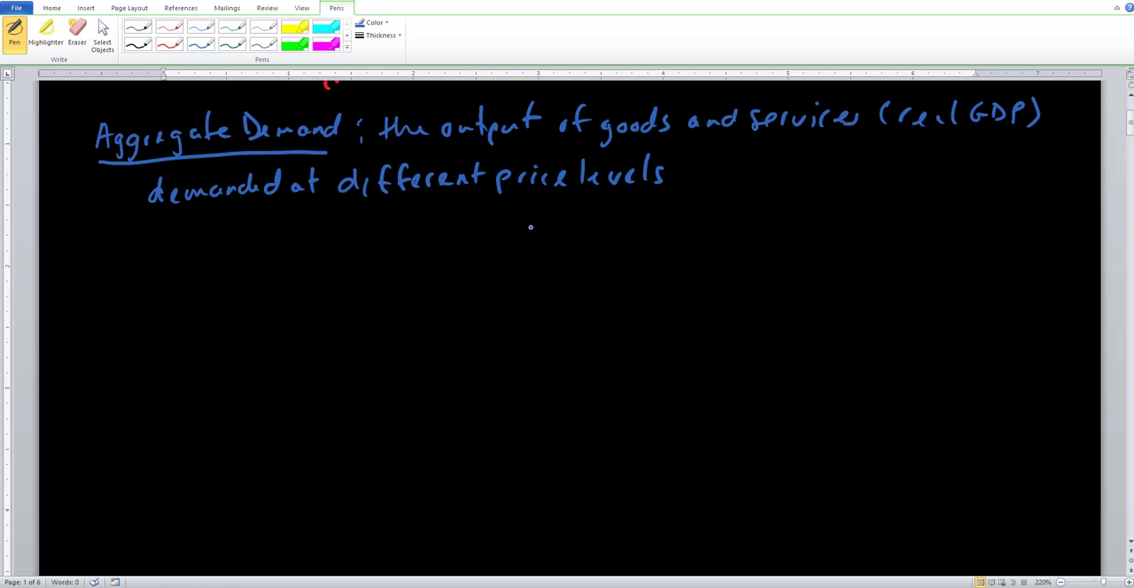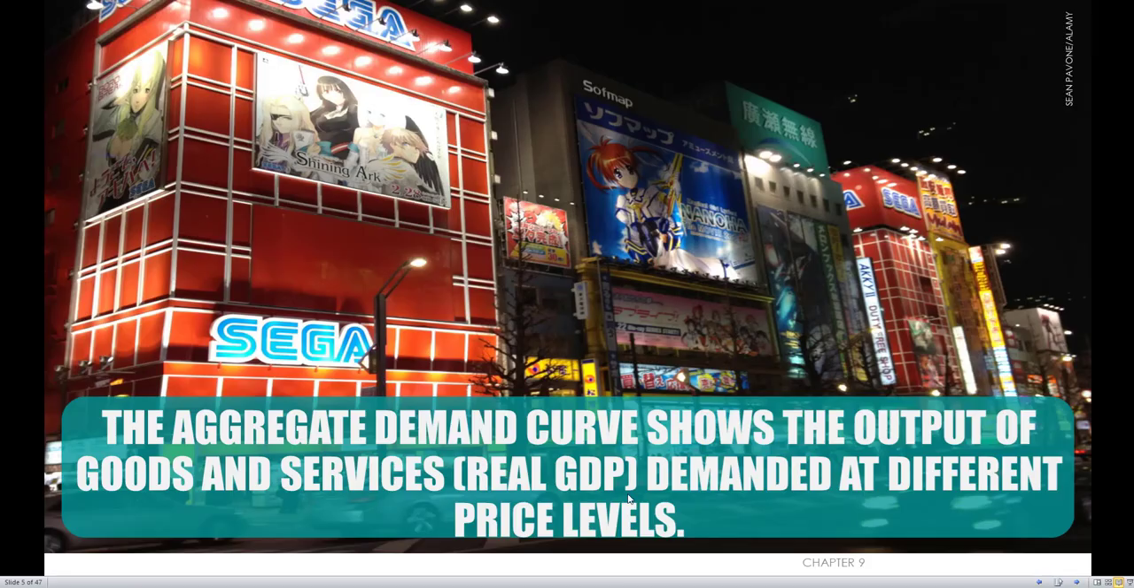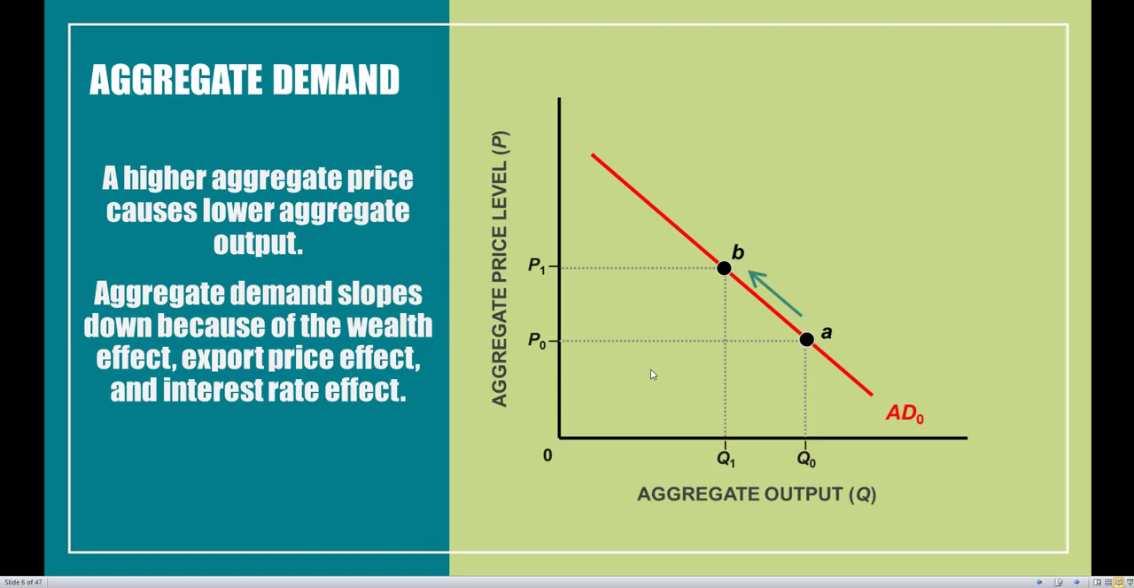Not surprisingly, it's going to take the same shape as a typical demand curve that we saw back in chapter number 3, which is a downward sloping line. So here we have the price level on the vertical axis, and then we have aggregate output or GDP on the horizontal axis. And we have a downward sloping line. The higher the price level, the less real GDP there's going to be, and the lower the price level, the higher the real GDP is going to be. So the law of demand still holds in this instance. So a higher aggregate price causes lower aggregate output and vice versa.